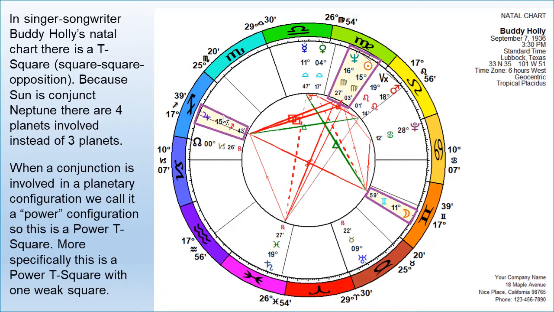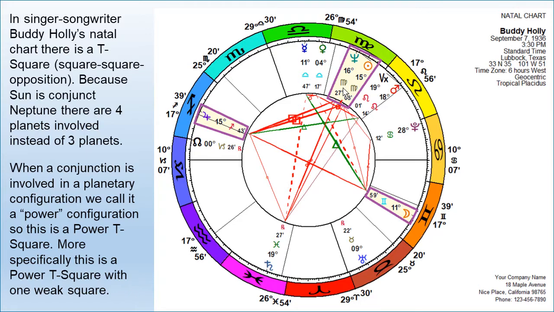What would you call it? It's a T-square. Now, let's read what we say here. In singer-songwriter Buddy Holly's natal chart, there's a T-square, which is a square-square opposition pattern. Because Sun is conjunct Neptune, there are 4 planets. Okay, well, let's say you used a bigger orb. Let's say we use a 6-degree orb for squares. Then it's all within orb. Only with a larger orb, you would have 4 planets. So let's say we're using a bigger orb than we use in VA. We use a 6-degree orb for squares. Okay, fine. Then we have a Sun, Neptune, Moon, Jupiter.